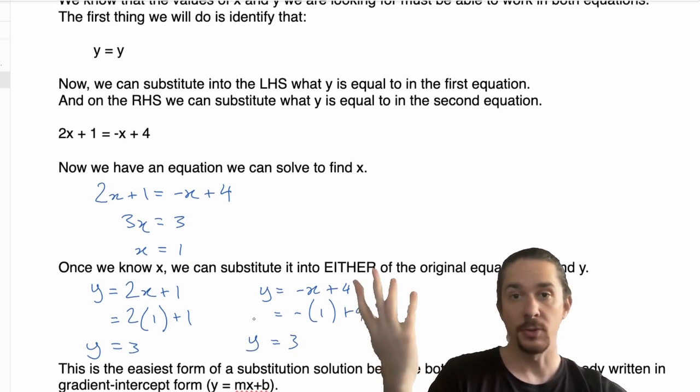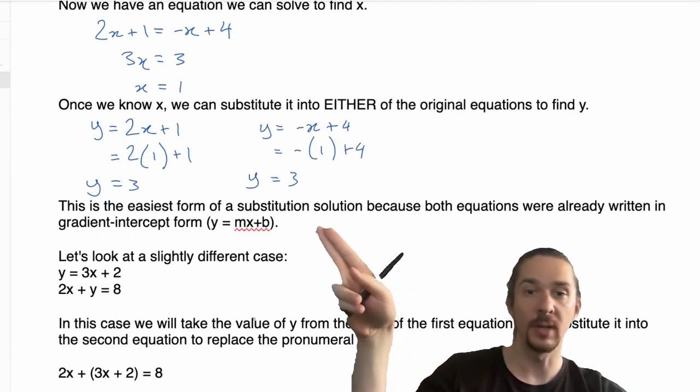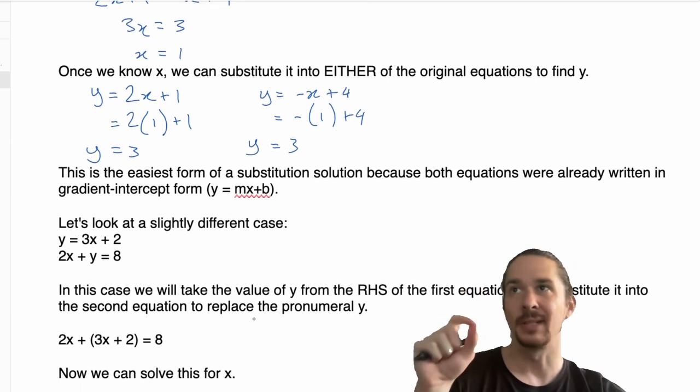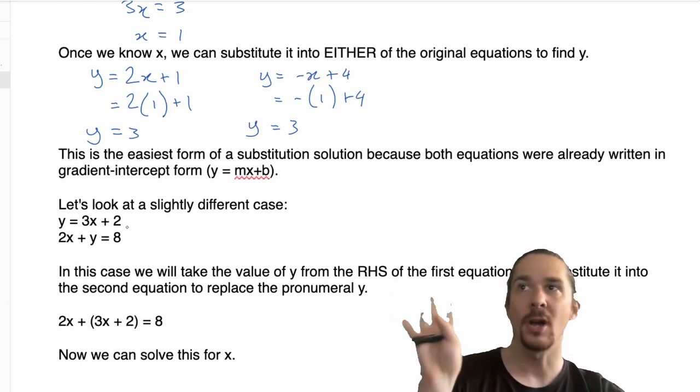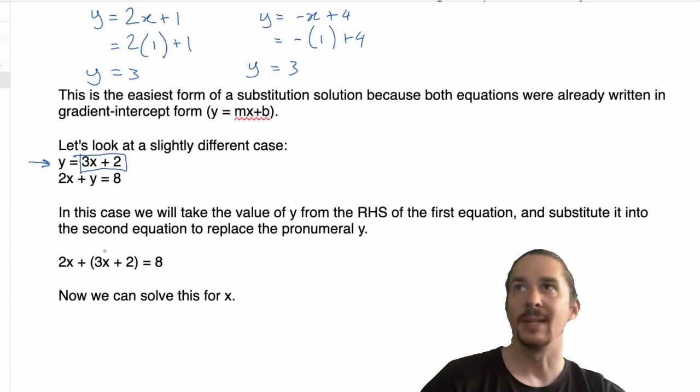This form of substitution we've just done is the easiest sort of example we can get because both equations were already written in gradient intercept form. So let's look at a slightly different case. In this case, they're not both in gradient intercept form. So what we're going to do here is take the value of y from the right-hand side of the first equation. Y is 3x plus 2. And we're going to substitute that value into the second equation. We're going to put it in here. So this becomes 2x plus 3x plus 2 equals 8.